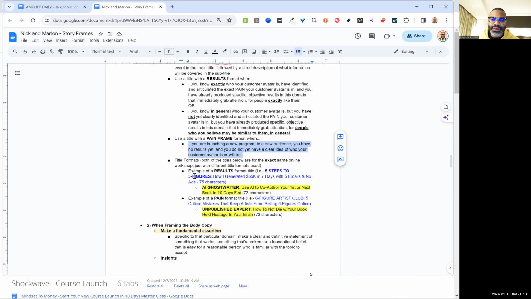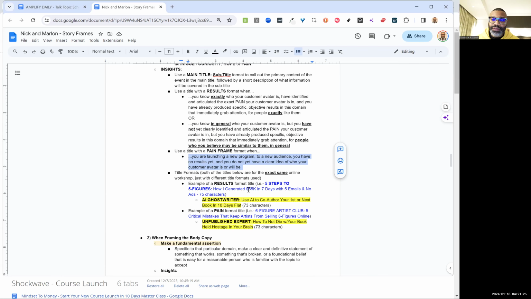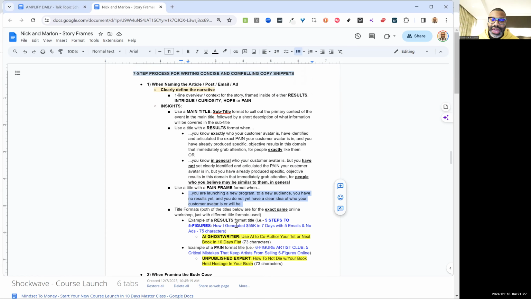Okay, so the title formats for both of these titles that you're going to see below, because I've given you examples here, are for the exact same online workshop, just with different title formats used. So 2 different workshops here. One is here in blue, and the second one is here in yellow. So results format for a workshop, 5 steps to 5 figures, how I generated 55 grand, 55K in 7 days with 5 emails and no ads.